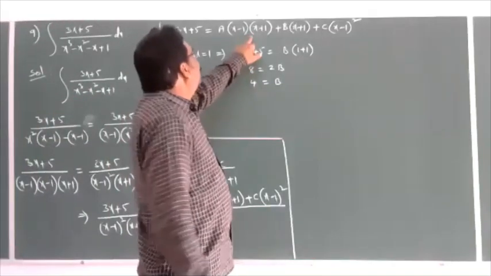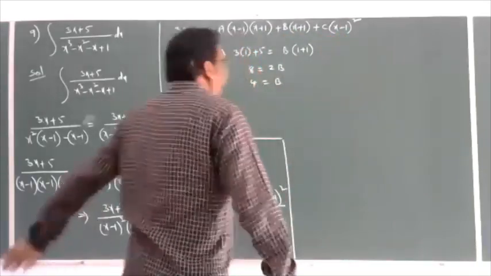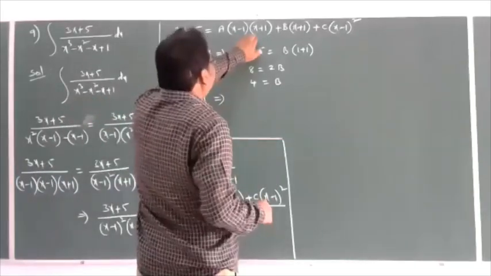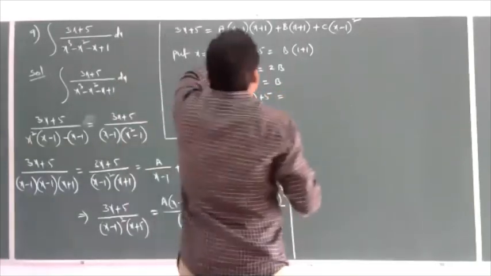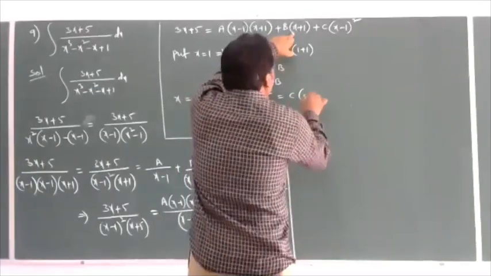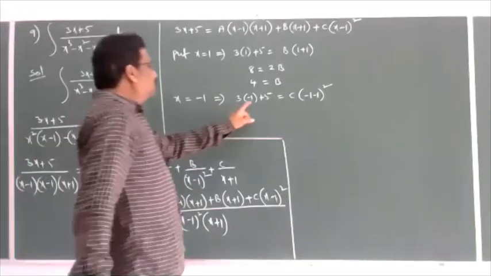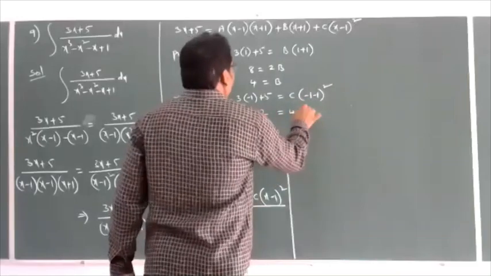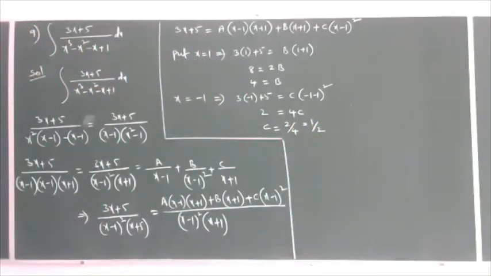Next, put x is equal to minus 1. This term goes to 0, this term goes to 0, then you get the C value. Substituting, 3 into minus 1 plus 5 is equal to C into (minus 1 minus 1) whole square. Minus 3 plus 5 is 2, and minus 2 whole square is 4. So 2 is equal to 4C, that is C is equal to 2 by 4, that is 1 by 2. We get the C value as 1 by 2.